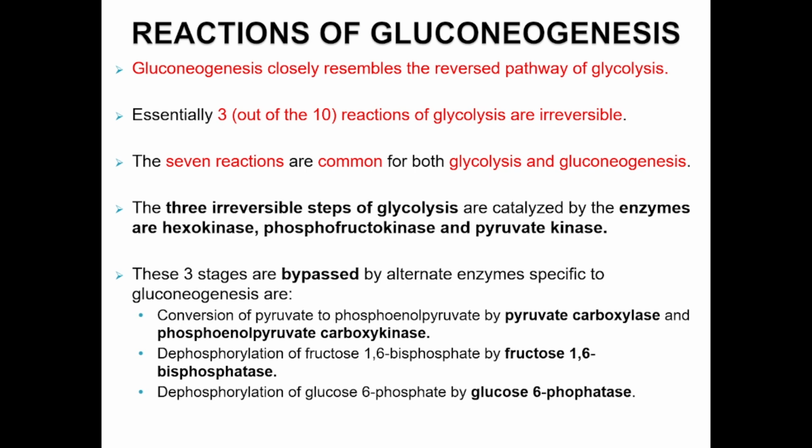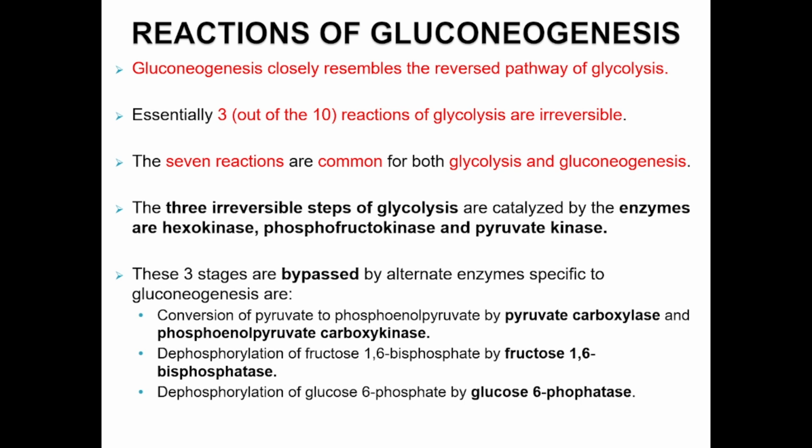The 3 irreversible steps of glycolysis are catalyzed by these enzymes: glucose to glucose 6-phosphate is hexokinase or glucokinase. Fructose 6-phosphate to fructose 1,6-bisphosphate is phosphofructokinase. Phosphoenolpyruvate to pyruvate is pyruvate kinase. So these 3 steps should be bypassed by alternative enzymes specific to gluconeogenesis. These 3 enzymes are specific to glycolysis. There are other enzymes to bypass those, and those new enzymes are specific to gluconeogenesis.